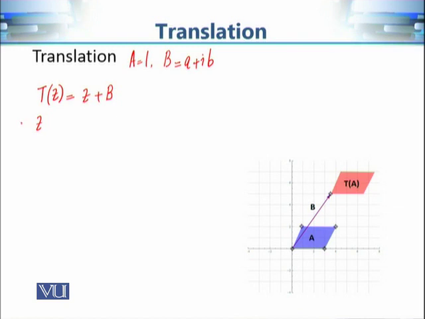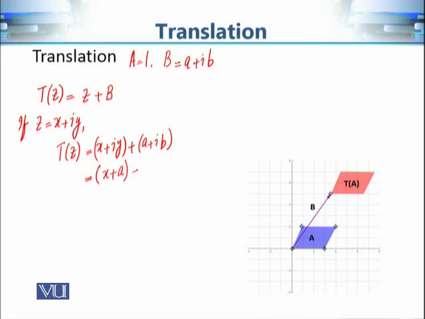In particular, if z = x + iy, then T(z) becomes x + iy + a + ib. Now if we collect the real and imaginary parts, the expression becomes (x + a) + i(y + b). Now these are the real and imaginary parts of this complex valued function. Let's see what the geometrical interpretation of this function is.